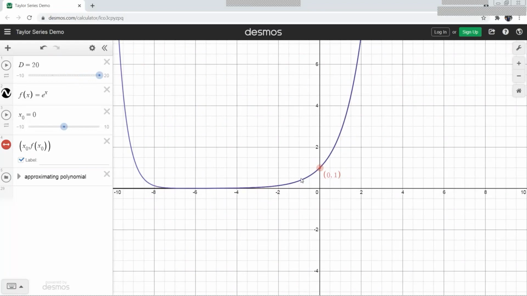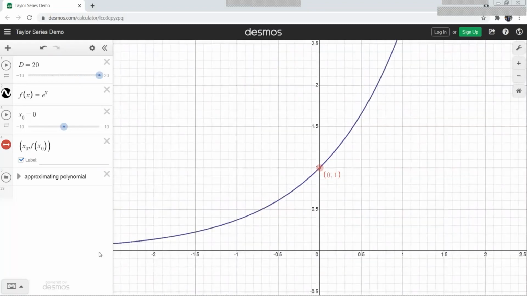Now we could continue farther than that, but we see the point here. This is a 20th degree polynomial, where at the point 0, 1, the first 20 derivatives of this polynomial agree with the first 20 derivatives of e to the x at 0, 1. And I've now created a spitting image of e to the x, that's not e to the x, using a polynomial.